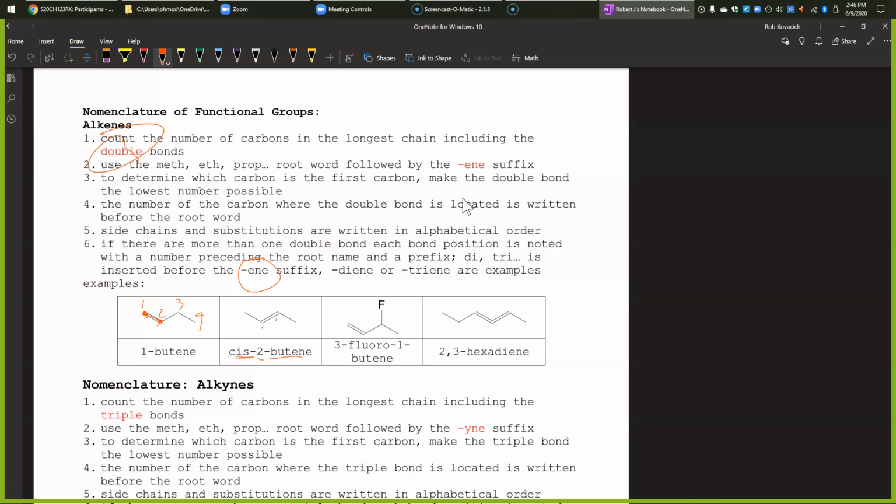I'll come back to the cis in a sec. And then this is 3-fluoro-1-butene. So what's more reactive, the double bond or the fluorine? Fluorine. Does it look like that with the name for this molecule?